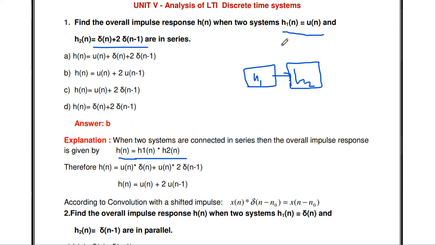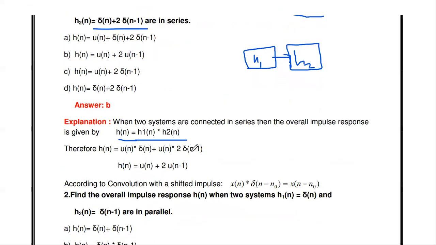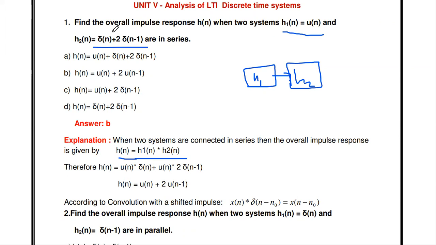If the two systems are connected in parallel, the overall impulse response is the addition of the two. Here we substitute the values of h1 of n and h2 of n. h1 of n is u of n, convolution with h2 of n, which is del of n plus 2 into del of n minus 1. Expanding this, it can be written as u of n convolution with del of n, plus u of n convolution with 2 into del of n minus 1.